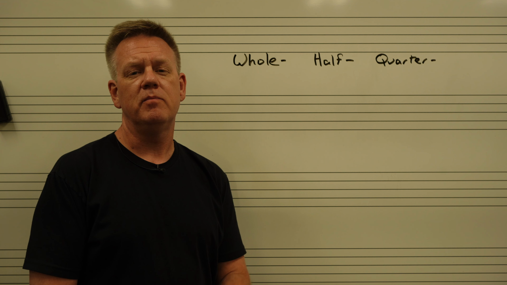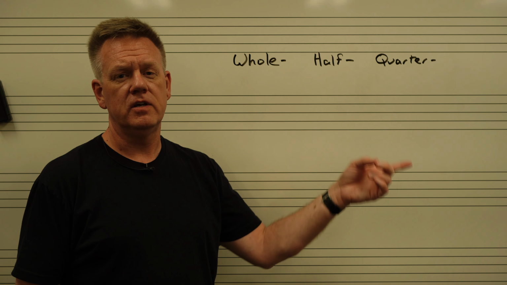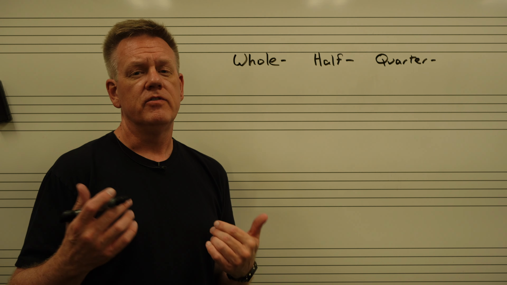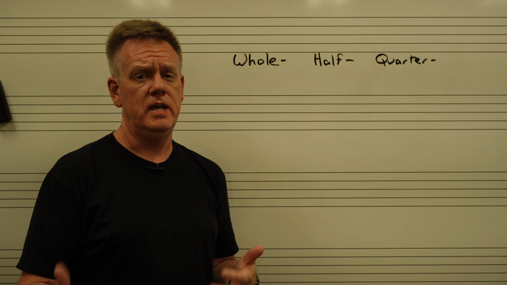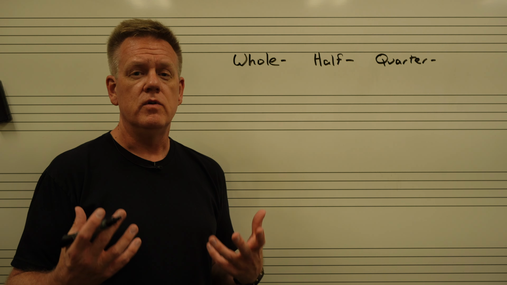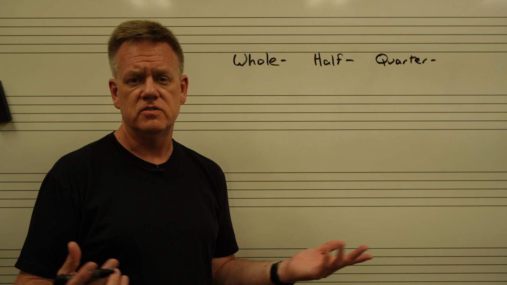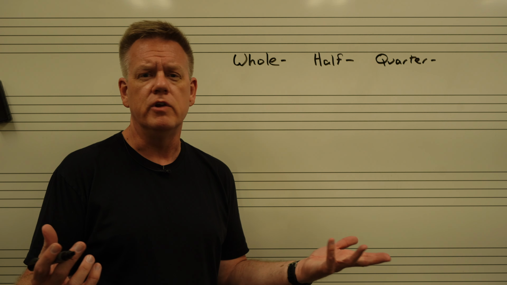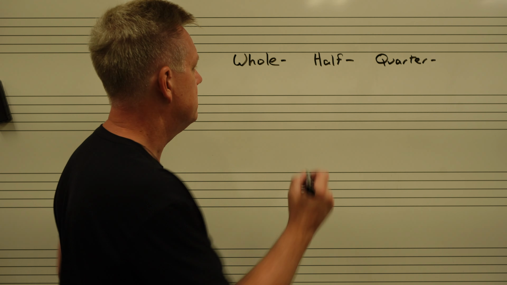Today we want to chat about whole notes, half notes, and quarter notes. What are they? Now if you remember in my last video on notation, we dealt with a whole note. A whole note is nothing more than a circle, an oval, donut, whatever you want to call it. Looks like this.